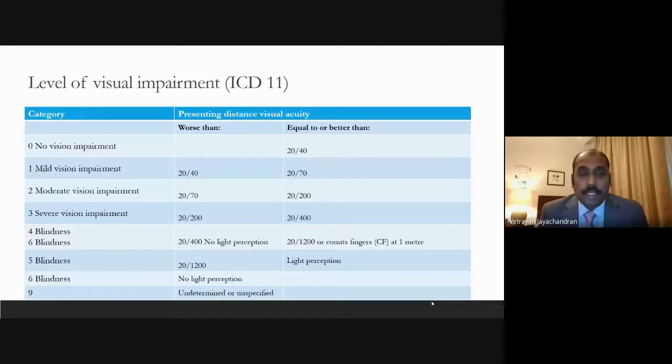There are different categories in blindness, like mild and moderate, and total blindness or profound blindness. When there is no light perception, meaning the brain is not receiving any kind of light perception, it's called total blindness. So this is the classification. For today's concern, we will only look at mild, moderate, and severe vision impairment, because these are the categories that fall under low vision.